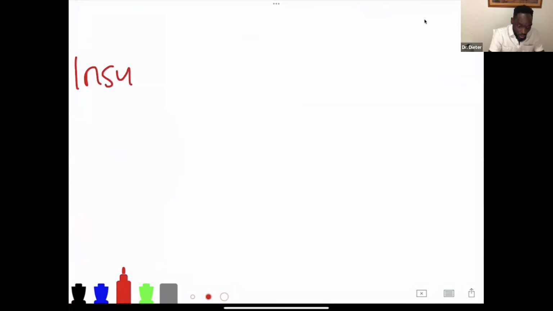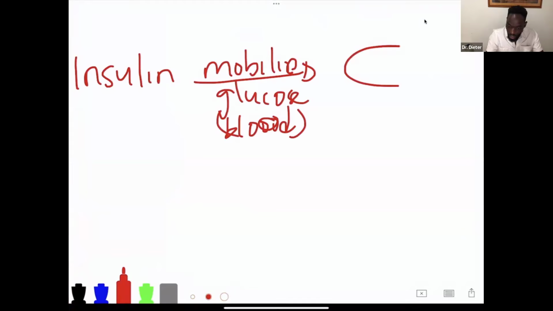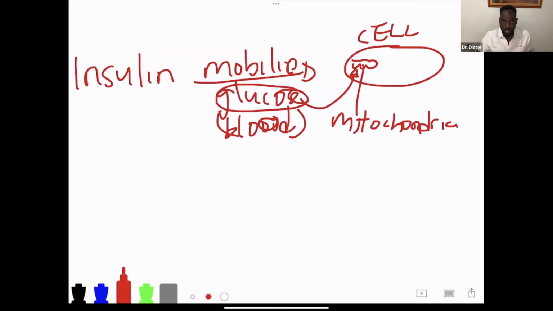The job of insulin is to mobilize glucose out of the blood into the cell. You see, when we eat, the end product is the release of glucose into the blood. That glucose is supposed to end up in the cell. The job of insulin is to get that glucose out of the blood into the cell. In the cell, there is a special organelle called the mitochondria. The mitochondria is considered to be the energy factory of the cell, the powerhouse of the cell.